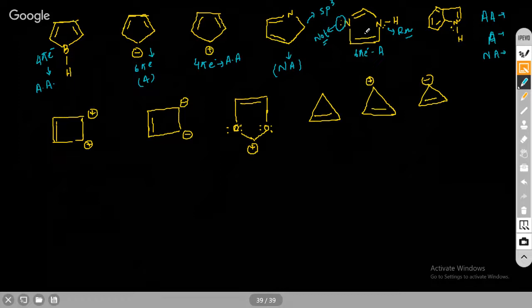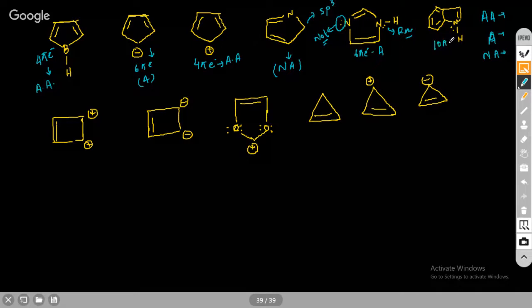Sixth one is aromatic. How many pi electrons? Tell me the number of pi electrons. Only 6 pi. You see, 1, 2, 3, 4. This lone pair is also in resonance. 1, 2, 3, 4, 5. 5 pi electrons. So we have 10 pi electrons present here. And the compound is aromatic.